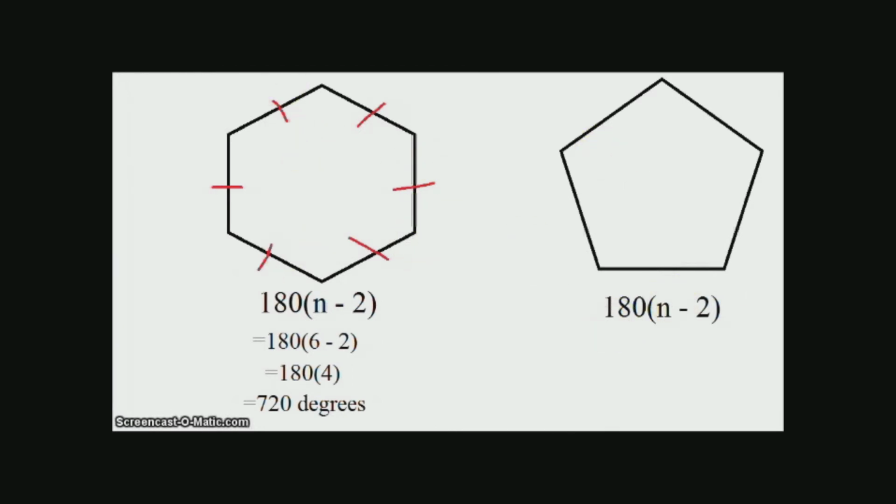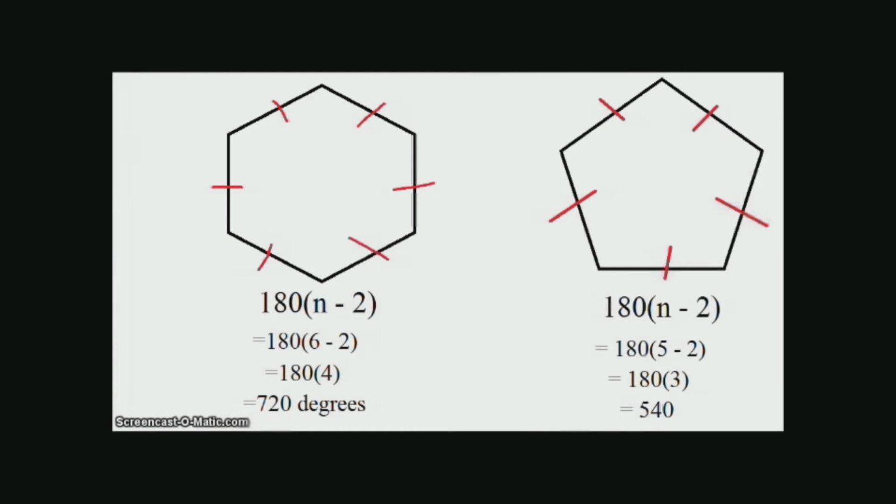Now for this polygon, this has 2, 3, 4, 5 sides. So it'll be 5 minus 2 times 180, and 5 minus 2 is 3, 180 times 3, and 180 times 3 is 540, so this polygon has 540 degrees total interior angles.